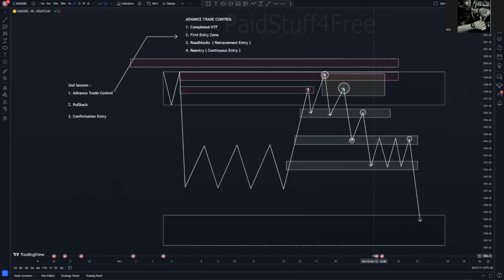Because right now the H4 is telling us to sell, so why do we take the buy? Something like that. But we can take a buy, don't worry about that. We can take a buy, but we need to know where to exit, and we need to know where the price is really going.